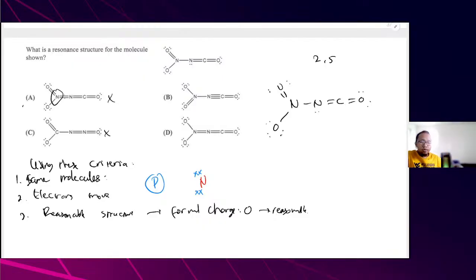Oh, O is 4, right? Let's take a look first at option D. I'm just wondering what the answer of this one is.